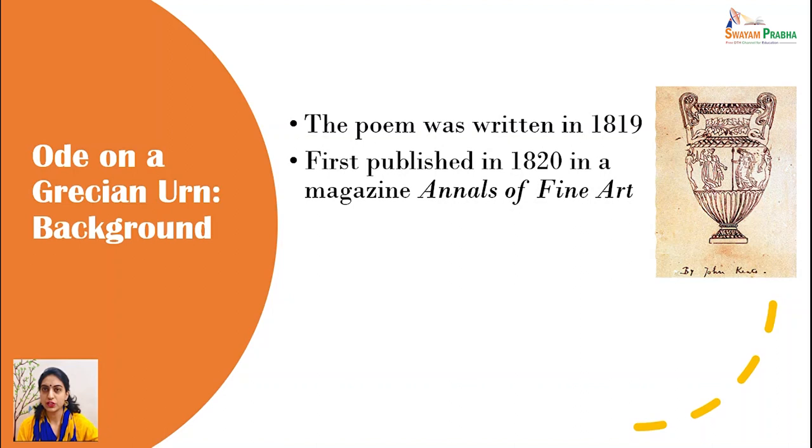The poem was written in 1819 and was first published in 1820 in an art magazine called Annals of Fine Art. The poem was not much appreciated by his contemporaries, but later on, as the significance of symbolism increased in literary criticism, the 20th century critics acknowledged it with much acclaim. And thus, it is now considered among the greatest works of the 19th century.